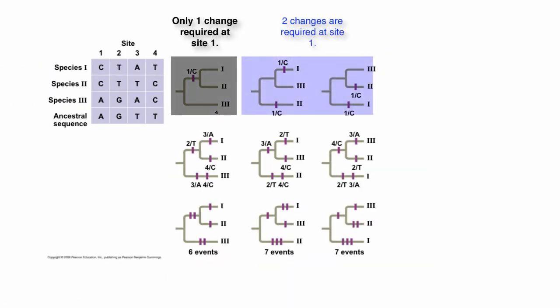Now, if you look at the other 2 hypotheses, the other 2 phylogenetic trees, you can see that the one that has species 1 and 3 being sister species with 2 as the outgroup requires 2 separate changes. It requires an independent change from A to C for species 2 and an independent change of A to C for species 1. And you can see this phylogenetic hypothesis requires 2 changes as well.